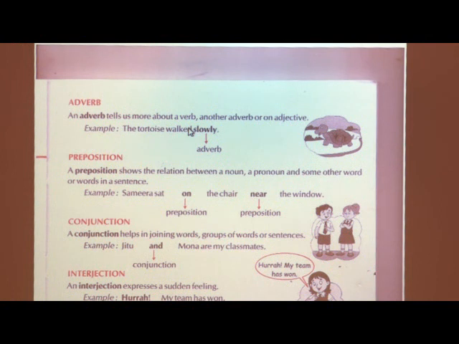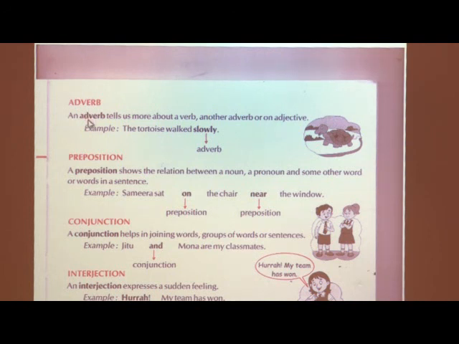Now, if I am doing an action, in what sense or in what manner I am doing that action, that is told by the adverb. An adverb tells more about a verb, another adverb, or an adjective. In what way I am doing that action, and it also describes another adverb or an adjective. So we can say it modifies a verb, an adjective, or another adverb.